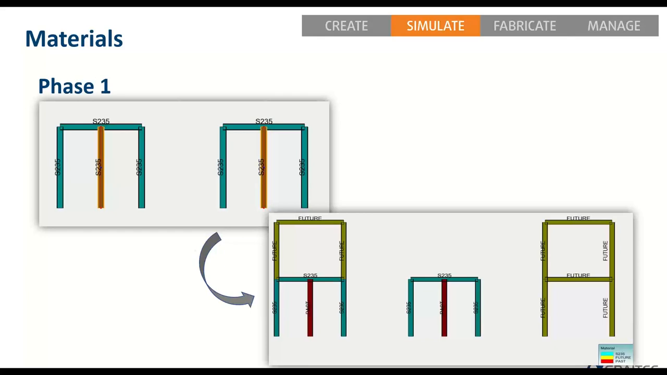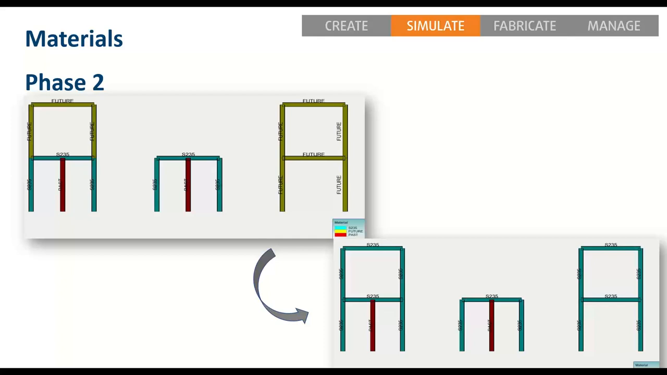And we also have a series of future elements, yeah? So these are elements which are going to be constructed in the future stage of phase two. So phase two involves constructing those green elements, which are noted by the future notation there, you can see. Now onto phase two.